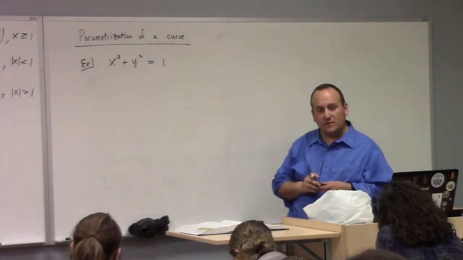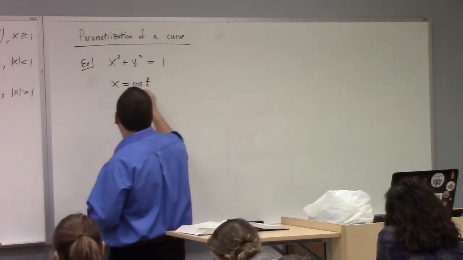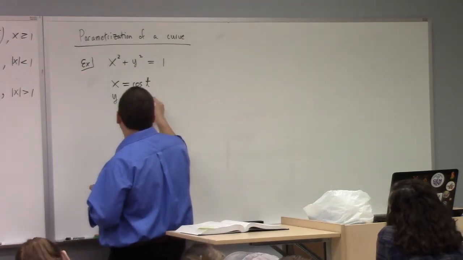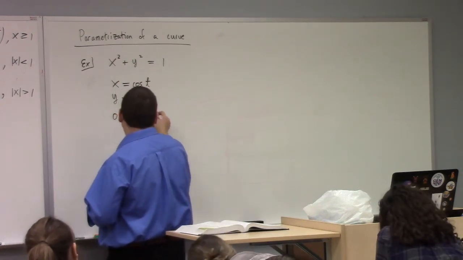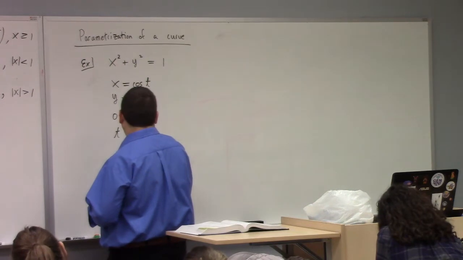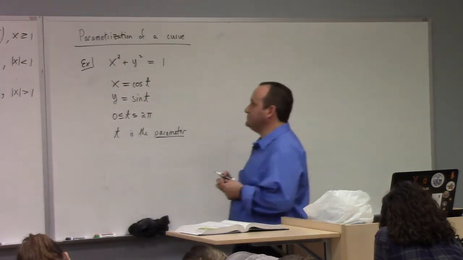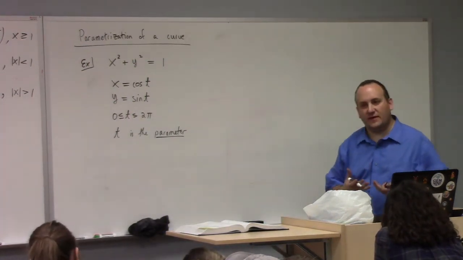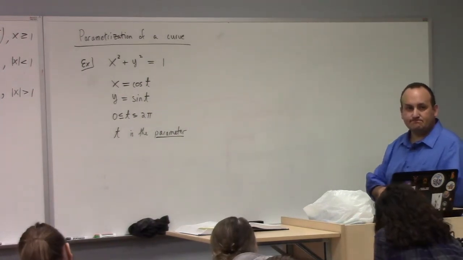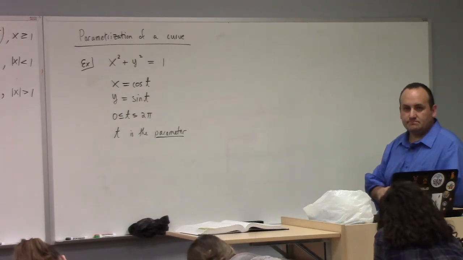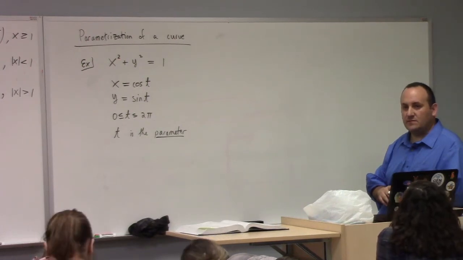A parameterization of the unit circle is giving a formula for x and a formula for y in terms of another variable, t. So t is called the parameter. To parameterize a curve, we give two equations, one for x and one for y. So sine and cosine parameterize the circle.